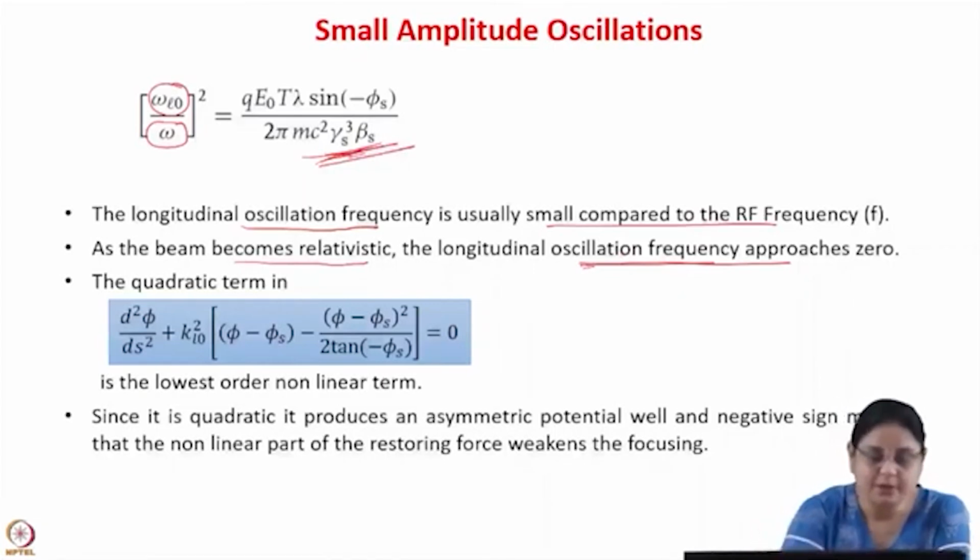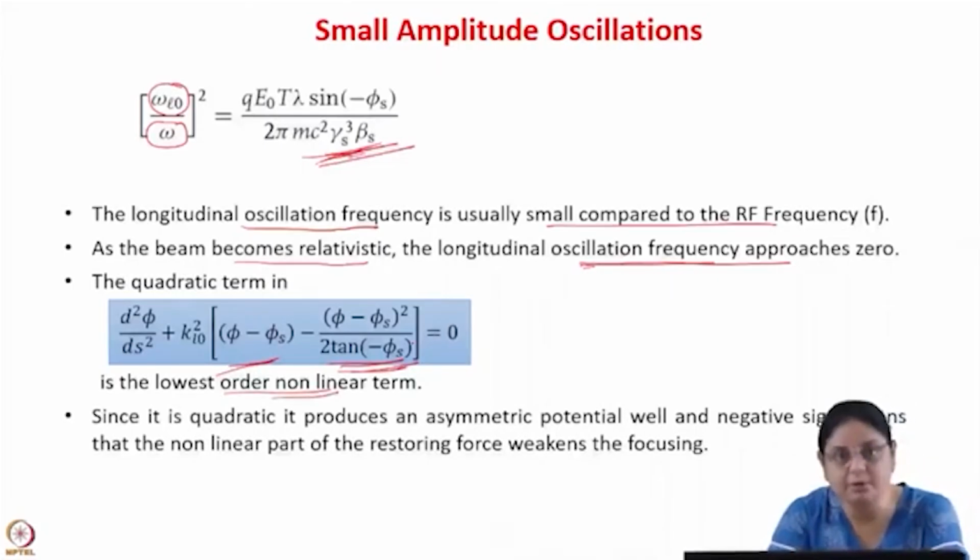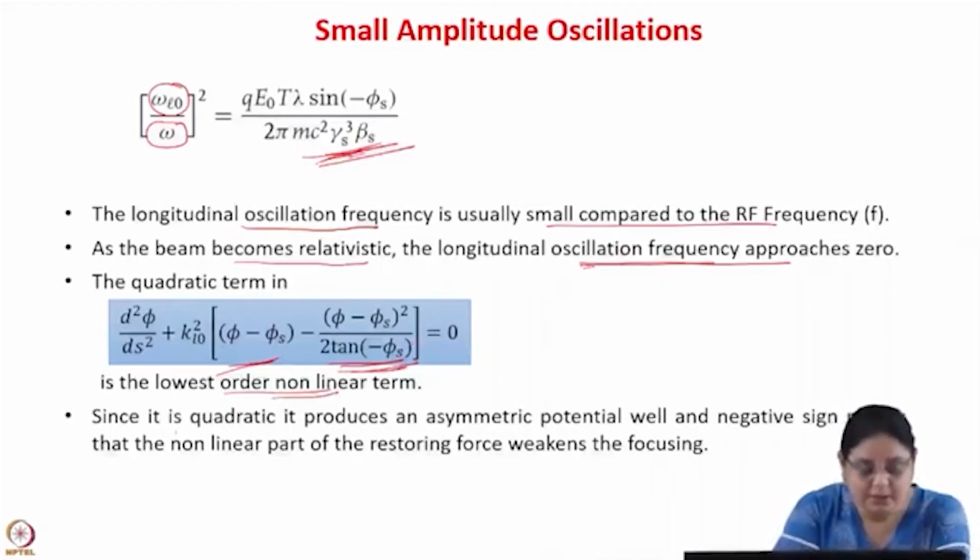Now in this expression for longitudinal motion, we see that there is a quadratic term. This is a linear term in phi minus phi s, and this is a quadratic term. So this is the lowest order nonlinear term. Other terms we have neglected because they are very small. Since it's a quadratic term, it will produce an asymmetric potential well.